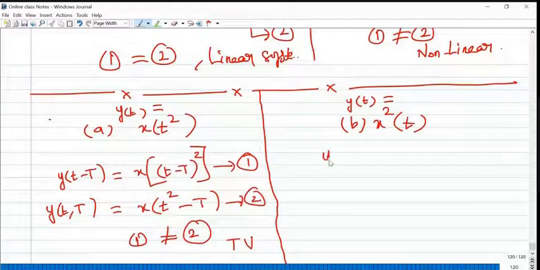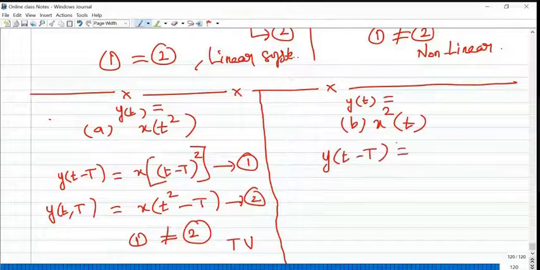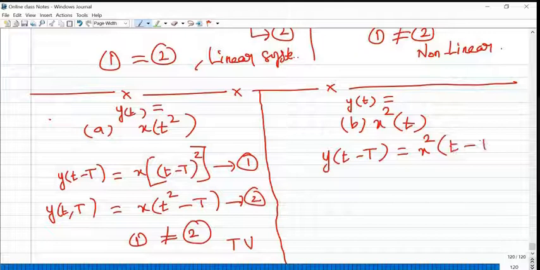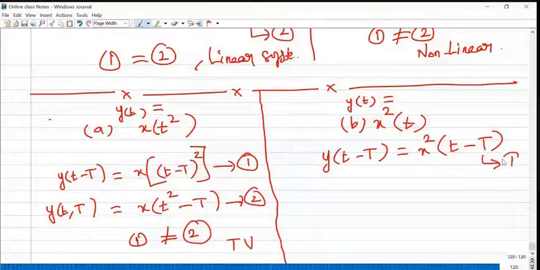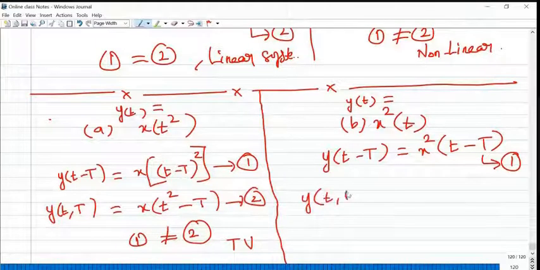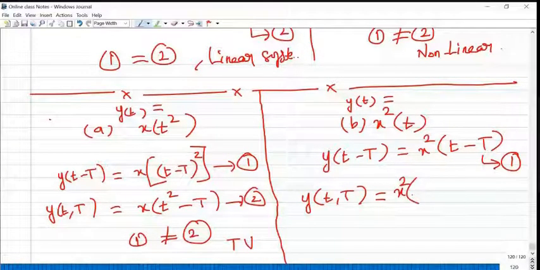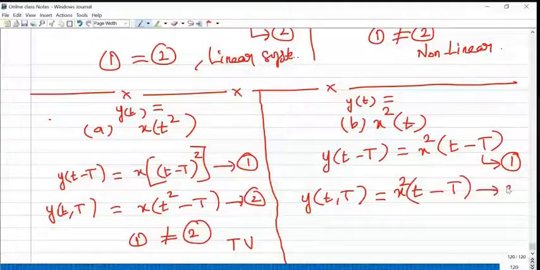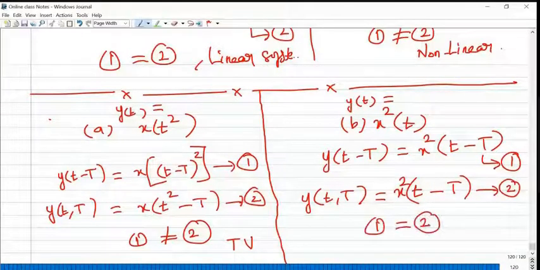So in this example, for the output of the system delayed by T amount of time, in the y of t expression, small t is replaced by t minus capital T. In the entire equation, wherever small t is available, you have to replace the small t by t minus T. Second step, y of t due to delayed input. So x square of t is the function. So this is delayed by T amount of time. Equation number 2. So equation 1 and 2 are equal. Therefore, it is a time invariant system.